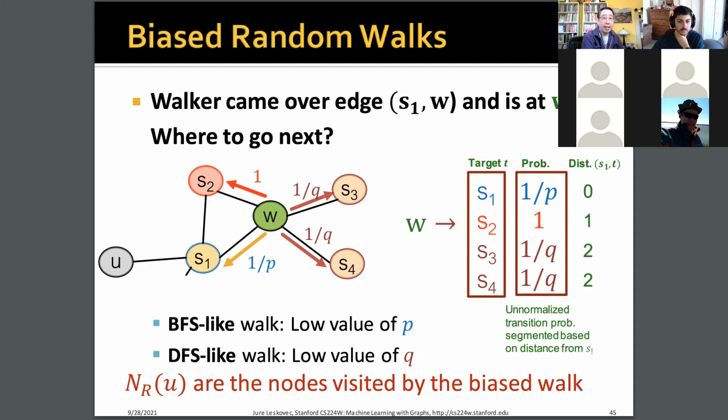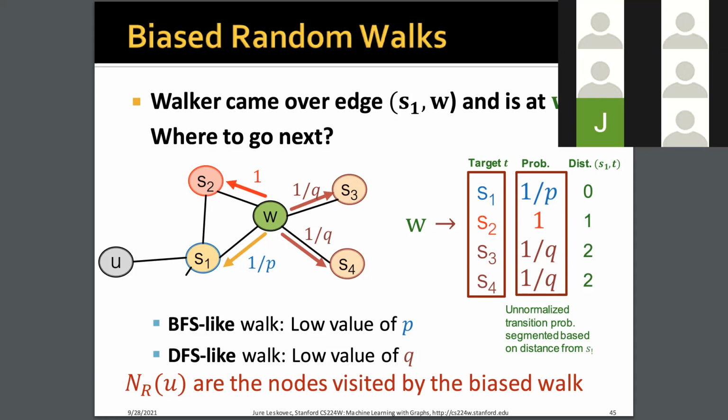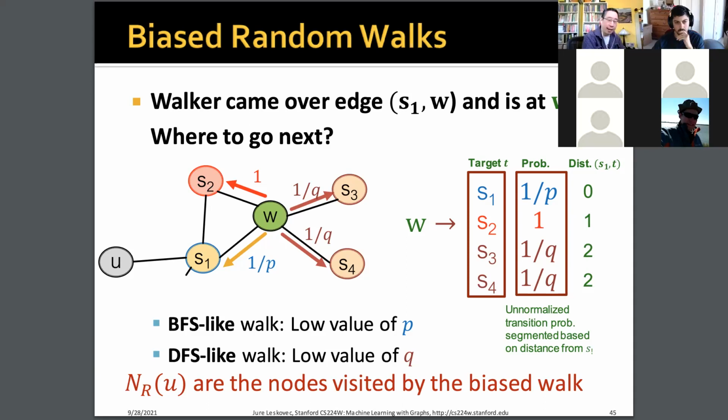So the key thing though is that you have these 2 levers: you can go backwards, sideways, or forwards. By adjusting P and Q, you adjust how much you weight going back, going forward, or going sideways.